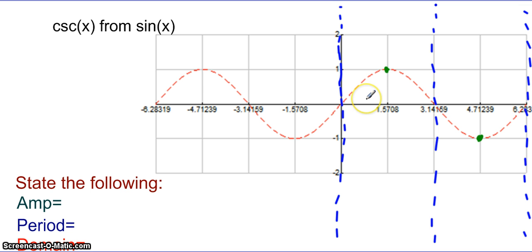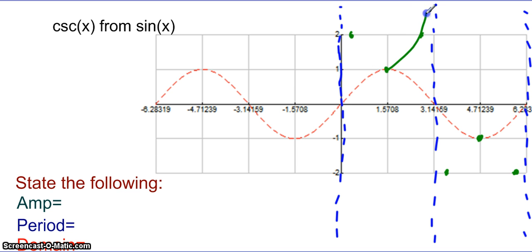But I know, for instance, at pi 6th, so I don't exactly see that here, but I can kind of estimate. At pi 6th, sine is 1/2. The reciprocal of that is 2. At 5 pi 6th, the same thing. Sine is 1/2. The reciprocal of 1/2 is 2. At 7 pi 6, sine is -1/2. The reciprocal of that is -2. And at 11 pi 6, sine is -1/2. The reciprocal of that is -2.